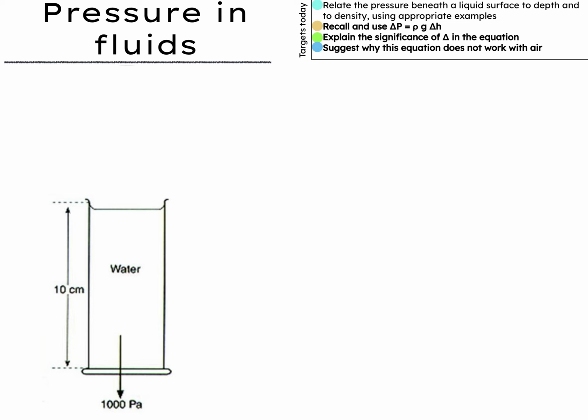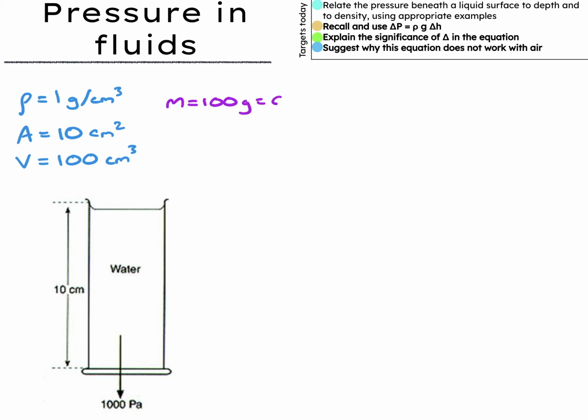Let's say the density of water is 1 gram per centimeter cubed, and its depth is 10 centimeters, and its area is 10 centimeters squared, giving a volume of 100 centimeters cubed. Since the density of the water is 1 gram per centimeter cubed, the total mass is 100 grams, or 0.1 kilograms. Its weight is 0.1 times 10, that's 1 Newton of force.